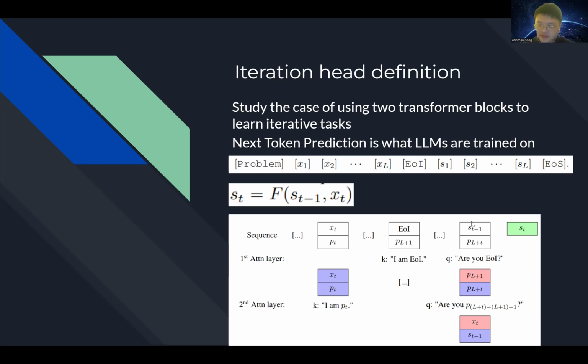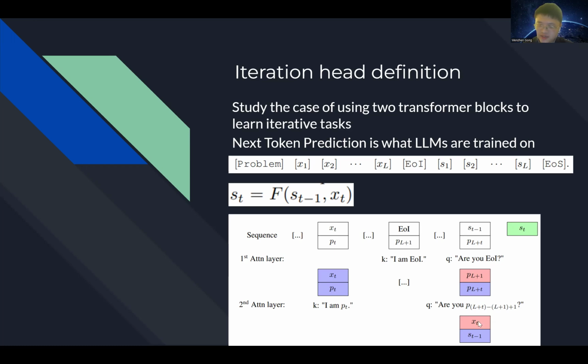They get it from this input sequence here. This is the PL plus T, the positional encoding of the L plus T input, which is also information you can get from the residual connection here. And from the output of the first attention layer, you get the L plus one index here.